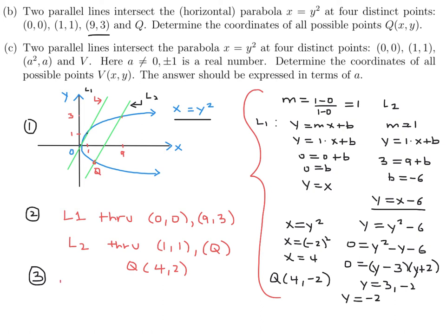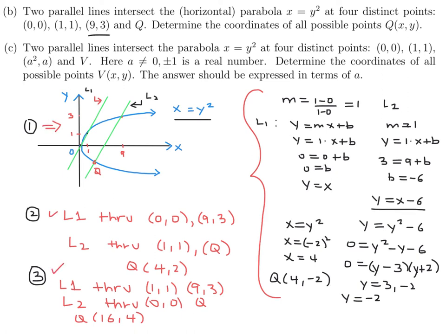The third of the three scenarios is when L1 is through (1, 1) and (9, 3), and L2 is through (0, 0) and Q. When you do that, Q has the coordinates (16, 4). So that's the complete solution, and I'm certain that you will be able to do parts 2 and 3 on your own, since part 1 has been done for you right here.